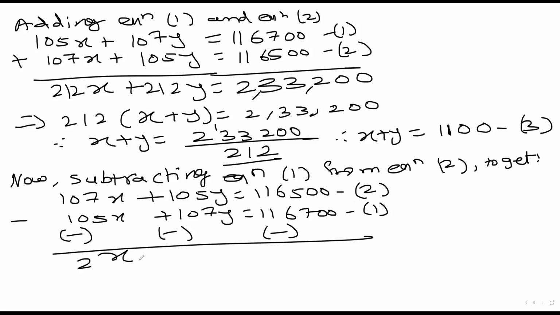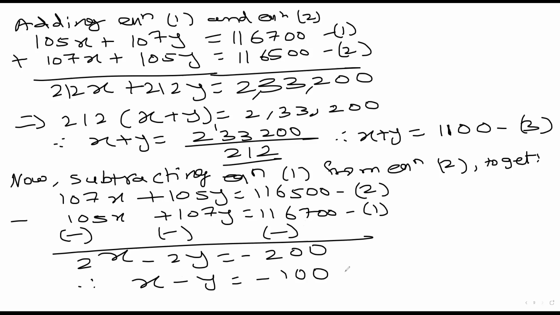So what do you get? 2x minus 2y is equal to how much? Minus 200. Right? You can take 2 common. So you get x minus y is equal to minus 100. This is equation 4. So the final step is adding equation 3 and 4. If you are done, I can go to the next page.